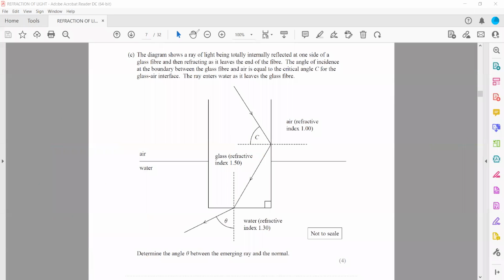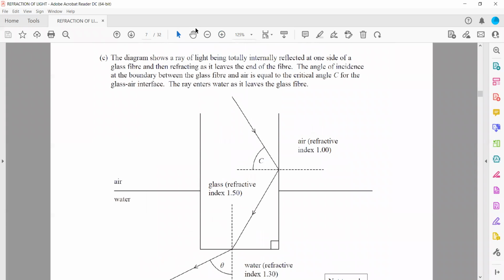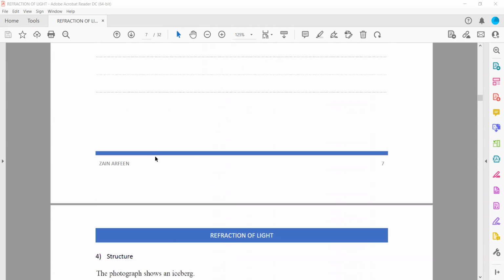So we use the same formula. The reason why we work out the critical angle first is so that we can find this angle. That's the reason we worked out the critical angle first.